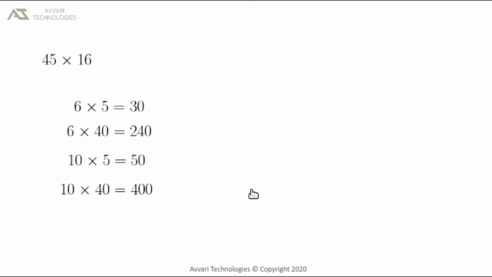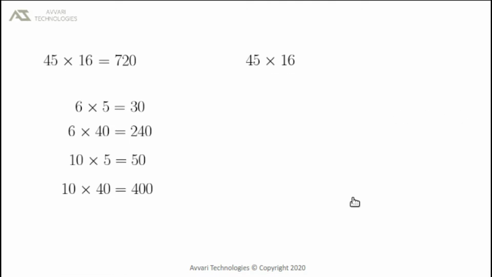In this method we will follow the same approach, but this method is easy compared to the previous one. This is what we got in the previous method. Now let us do the easy method. We will take the same numbers, 45 into 16, and multiply these two numbers. This approach is basically what we followed in the previous approach, but this is simple and short.